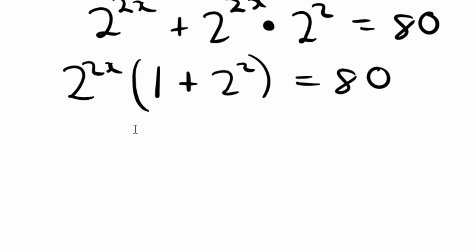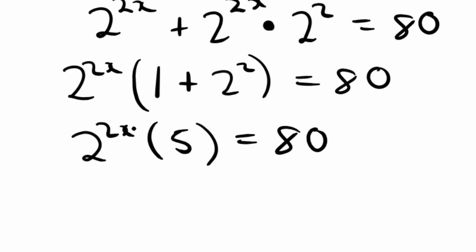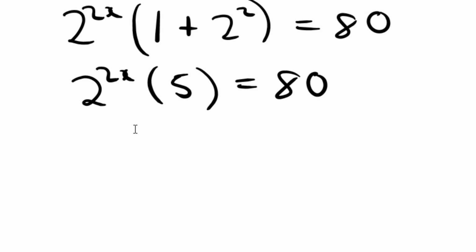Here when you divide by 2 to the power of 2x, we are left with 1. And here when we divide by 2 to the power of 2x, we are left with 2 to the power of 2. Our next step is to add up this constant. Let's add it up so that it gives us 2 to the power of 2x into, this will be 1 plus 4. 2 to the power of 2 is 4, so we have 1 plus 4, that is 5, equals 80.